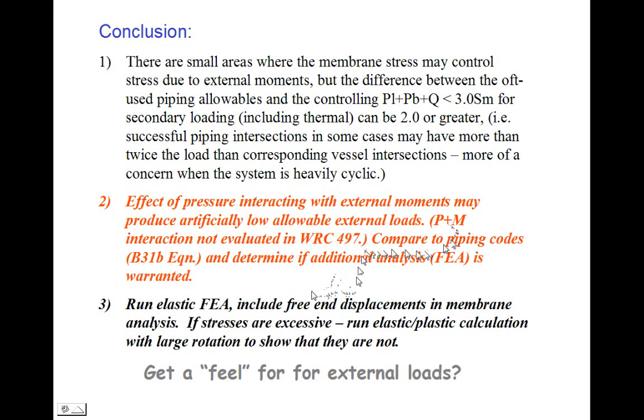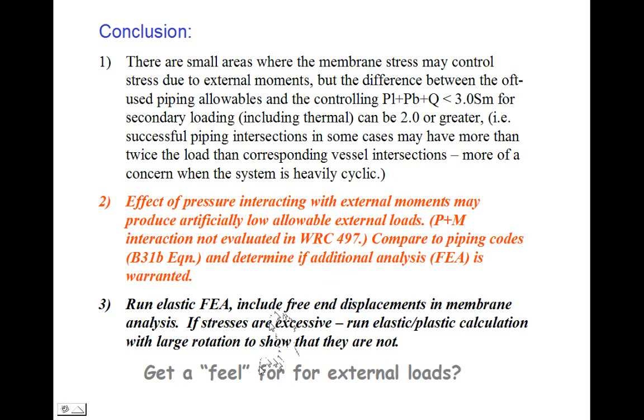Unfortunately, oftentimes what will happen when we run the elastic FEA and include free end thermal displacements on systems with the membrane stress less than 1.5 SM, we'll see that stresses are excessive, and we'll have to run an elastic-plastic calculation with consideration of large rotation and show that they're not excessive. We'll come back to this.